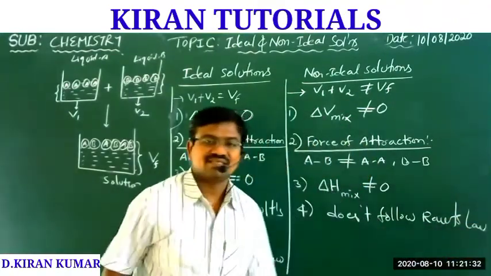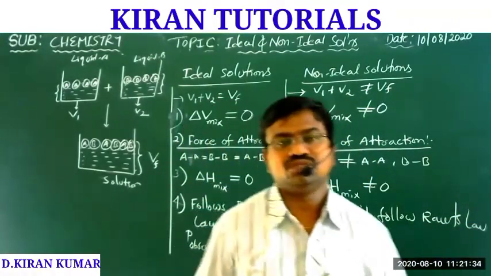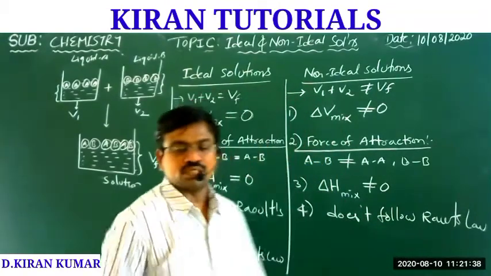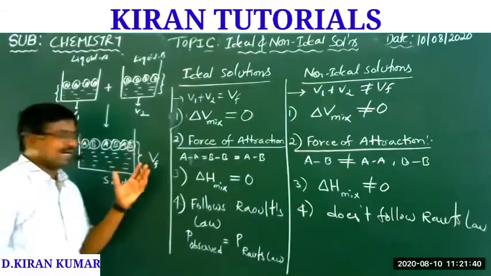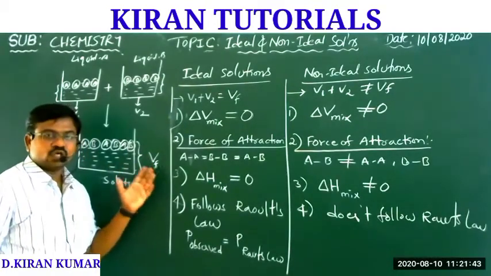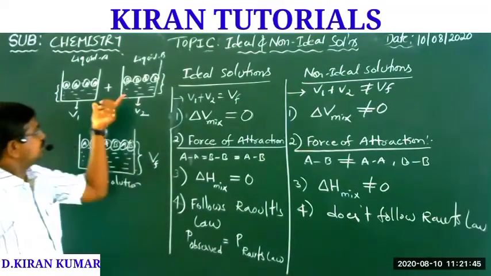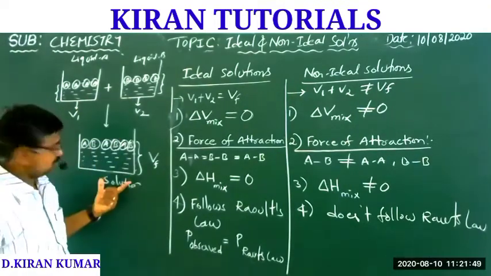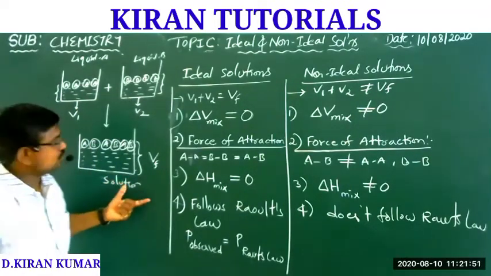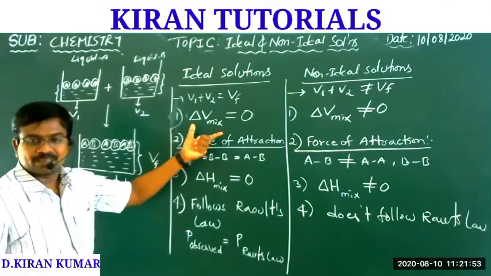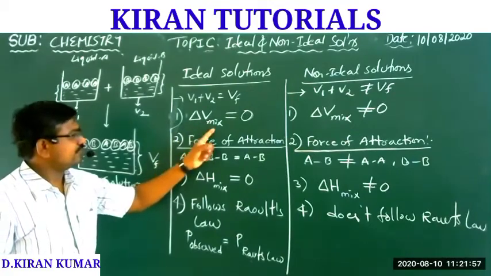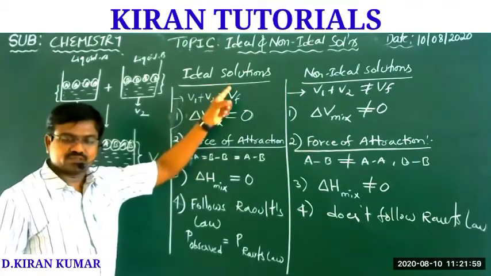Then it is called a non-ideal solution. That's about ideal solution and non-ideal solution. Here, two liquids are present. If you mix these two liquids, a solution is obtained. The solution's initial value is equal to the final value, then delta V mix equals 0. Then it is an ideal solution.